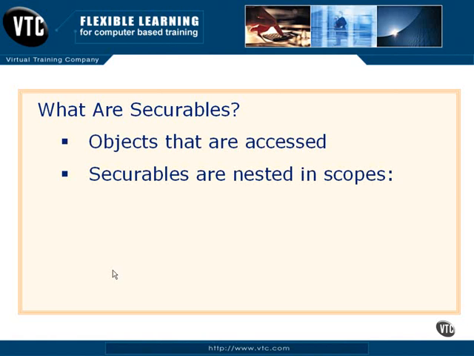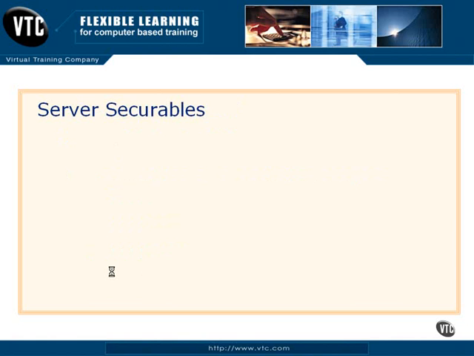Now, securables have been nested in scopes, and this is really cool. You're going to like this. And these scopes are, notice, the server level, the database level, and the schema level. And we'll get to schema a little later in a little bit more detail. You're going to like it. Let's take a look at some of the server securables.